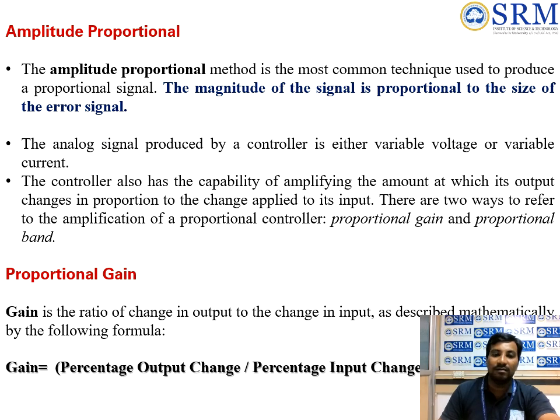Amplitude proportional. In the amplitude proportional method, the most common technique used to produce the proportional signal is the amplitude, or we call it the magnitude. So the magnitude of the signal is proportional to the size of the error signal.